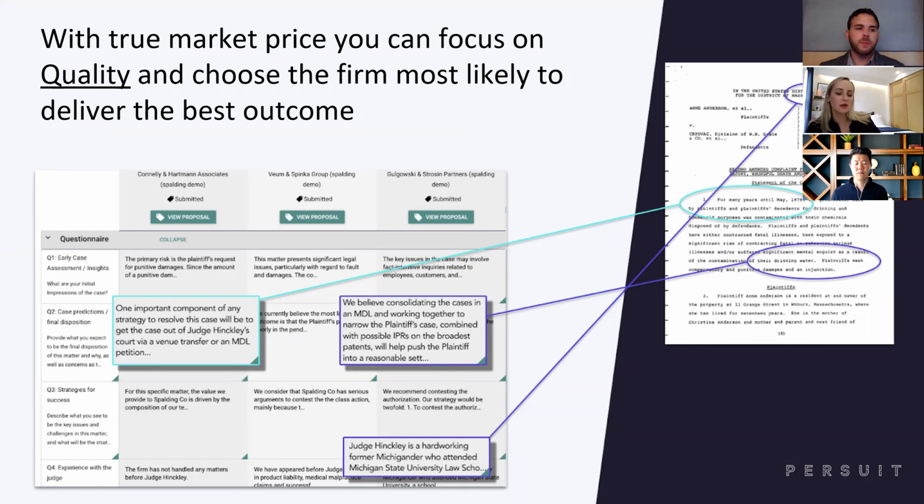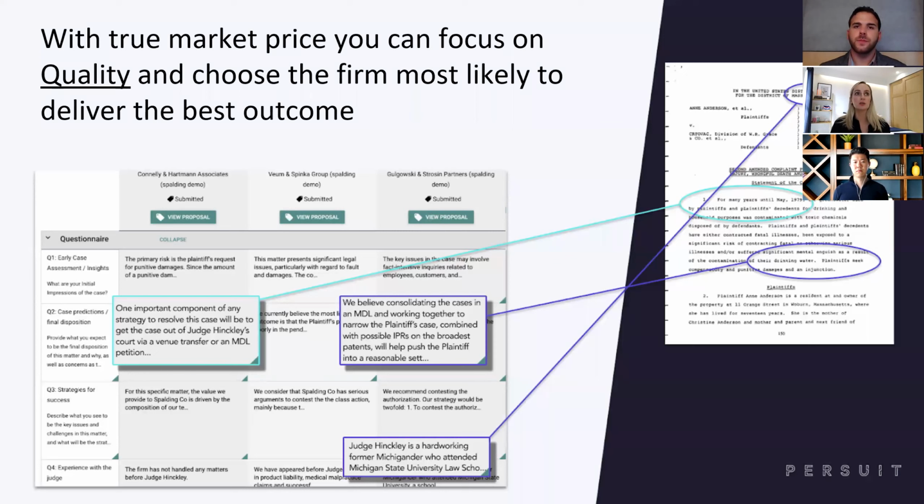Yeah, we've seen clients ask all sorts of questions in the qualitative aspect of the RFP process. So part of the RFP is price, but there is a huge qualitative section of the RFP where you can get some really good insights from your firm during the RFP process. So early case assessment and insights. What are your initial impressions of this case? What do you think is going to be the best outcome? Do you see it settling early or going to trial? What is your experience with the subject matter, so particular patent types and industries? What is your experience with the trial judge? And what are your strategies for success?